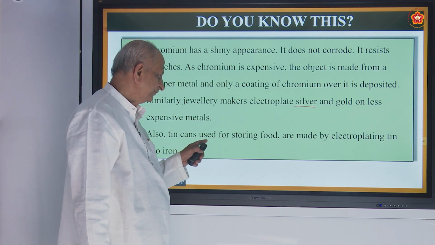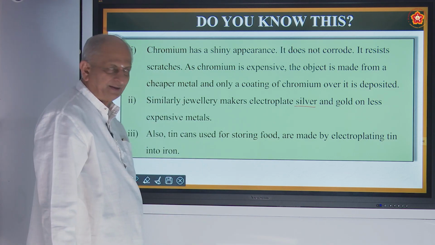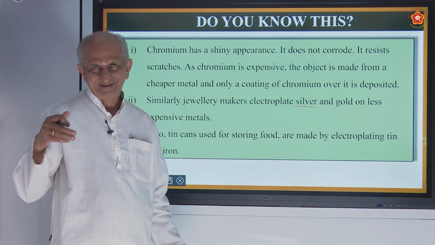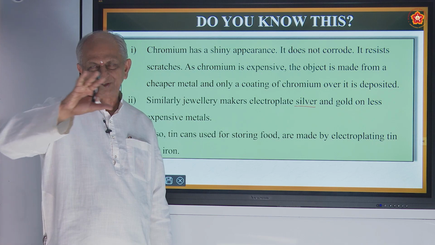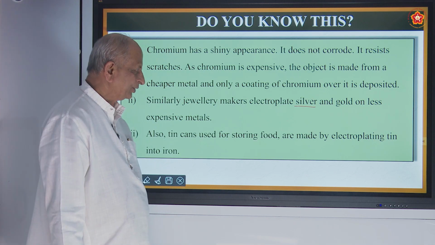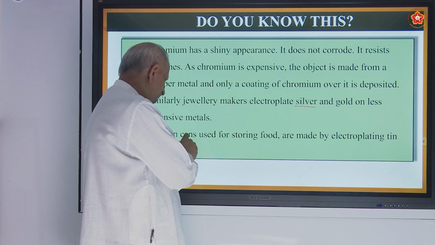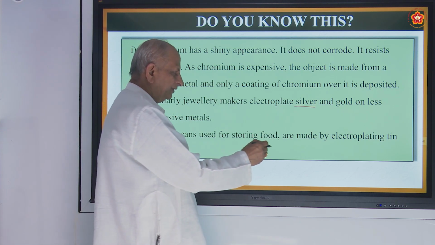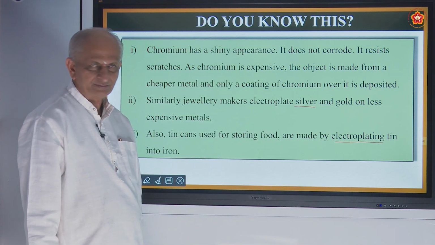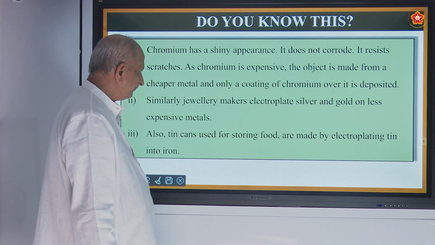Also tin cans used for storing food are made by electroplating tin onto iron. See, export quality food. You might have seen nowadays in the market a lot of packed items are coming. Most of them are tin cans. That looks very attractive. Why does it look attractive? Because of electroplating. By electroplating it becomes more shining, more durable. Okay? I think you understood this interesting factor.